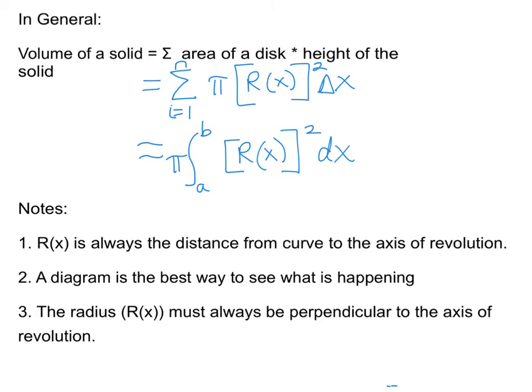And then just some notes. R of x, the radius, is the distance from the curve to the axis of revolution. Okay, so it was that from the top of the curve down to the x-axis. A diagram's the best way to see what's happening, and the radius must always be perpendicular to the axis of revolution.